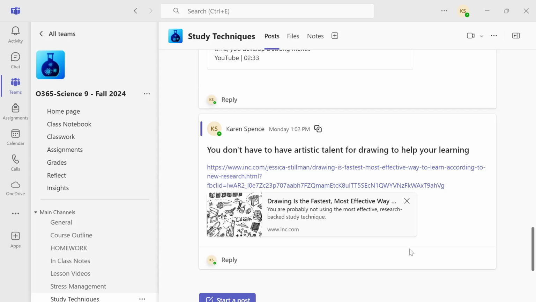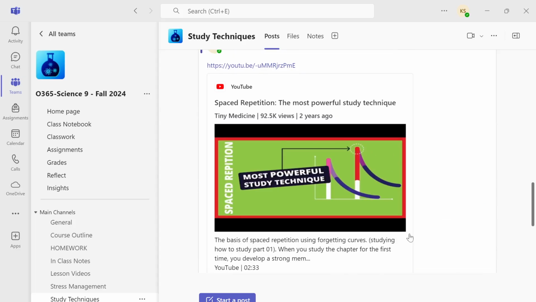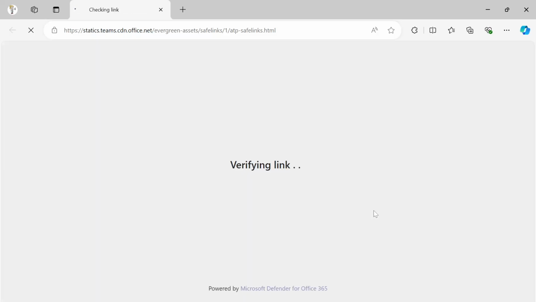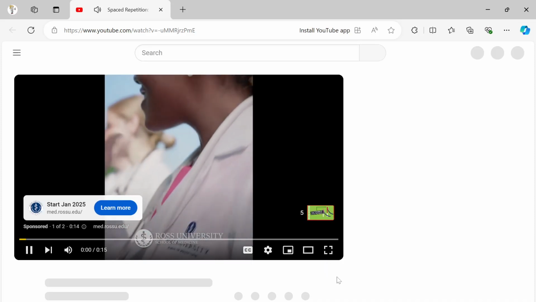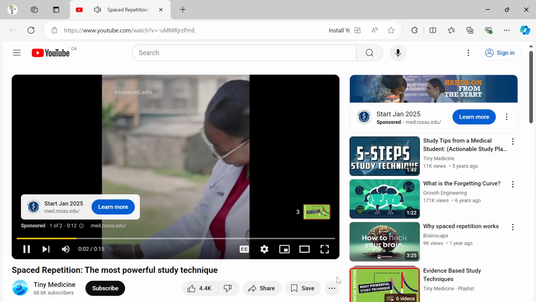Study techniques. We are actually going to take a look at one of these today, and it is called spaced repetition. So we're going to watch a little video and learn about spaced repetition.